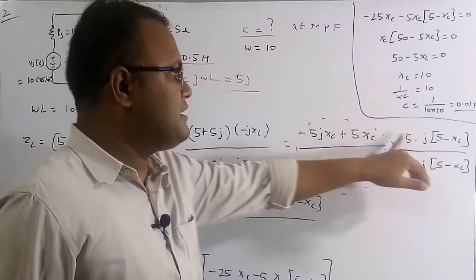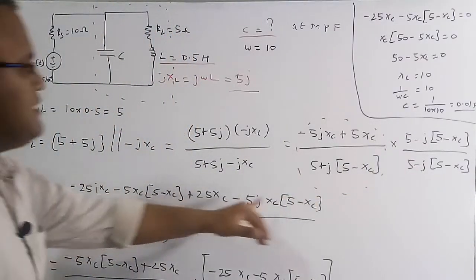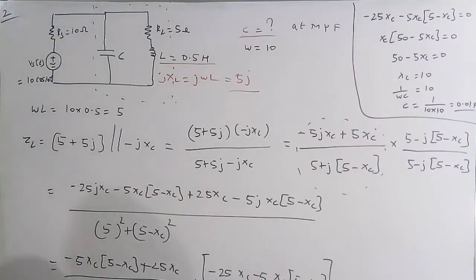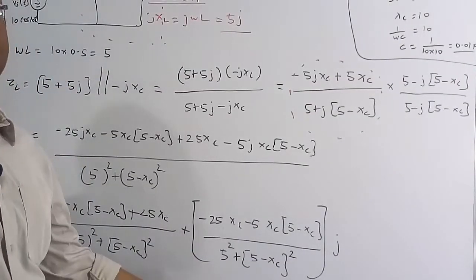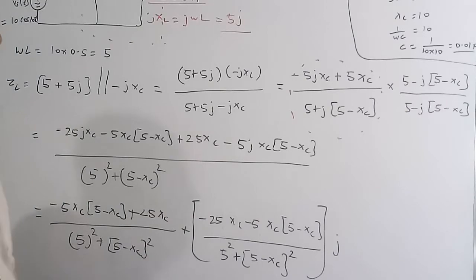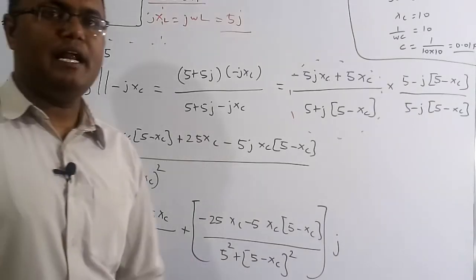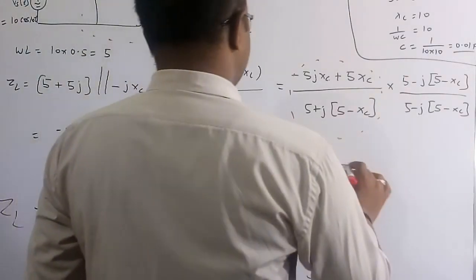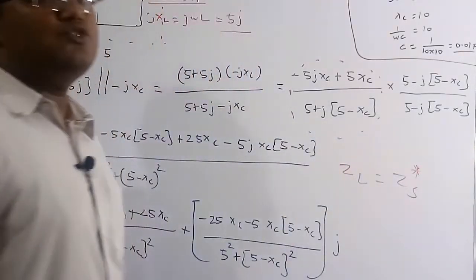If you do the multiplication, finally we are going to get this. Now in this there is a real part and also an imaginary part, so I am going to separate the real part and imaginary part. So ZL has a real part and an imaginary part, but at the maximum power transfer condition, ZL will always be the complex conjugate of the source impedance.